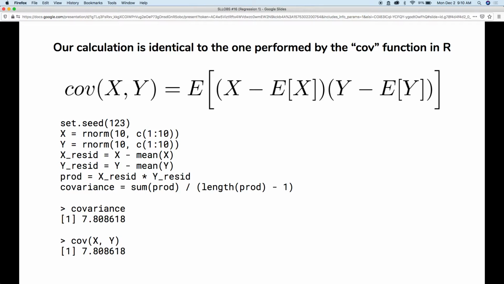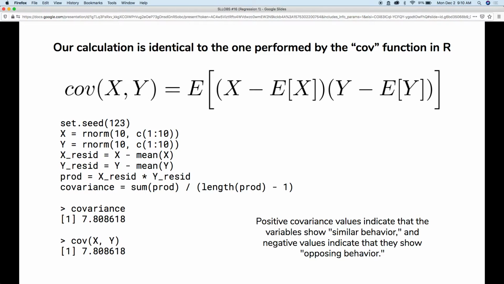If you run that, you should find, assuming the set.seed command was set, that the covariance calculated by R is identical to the one that we calculated by hand. So what does this actually mean? How can we interpret a covariance of 7.81 between our x and our y variables?